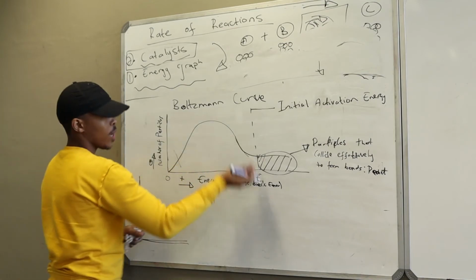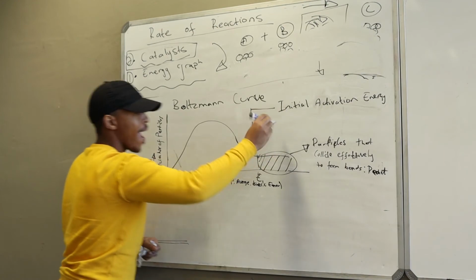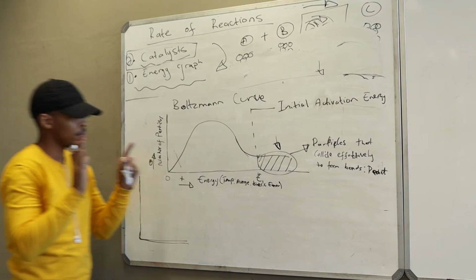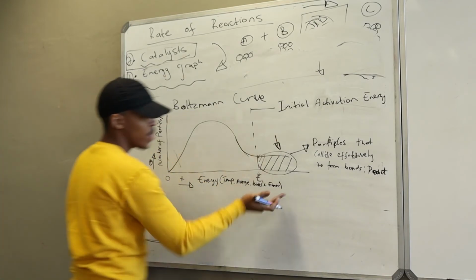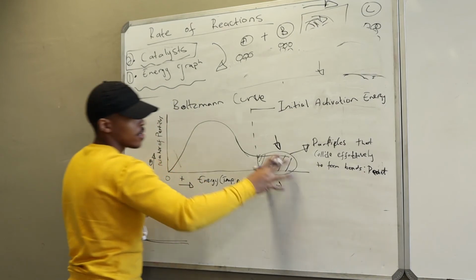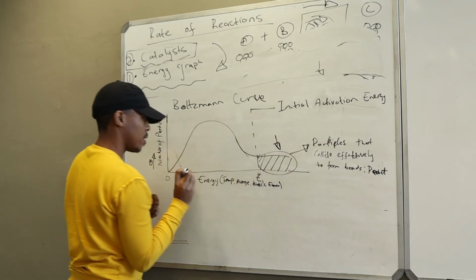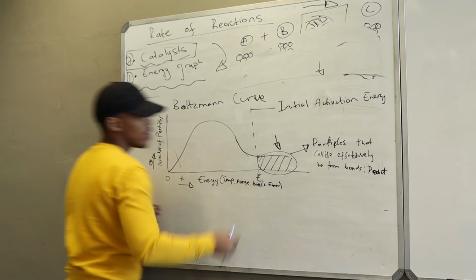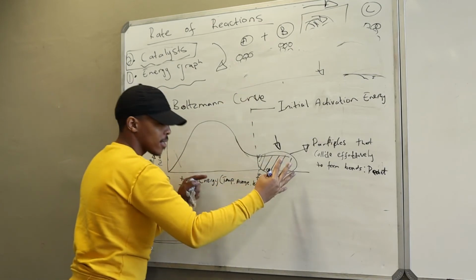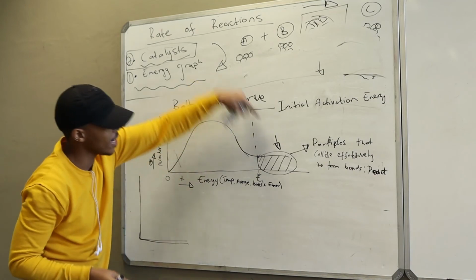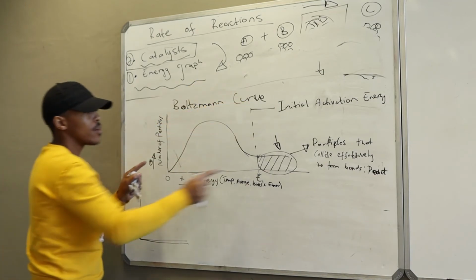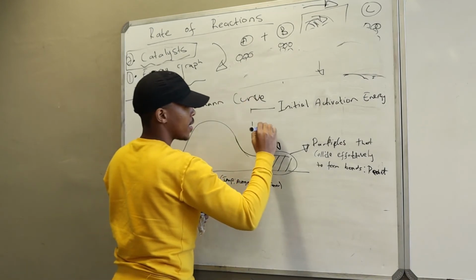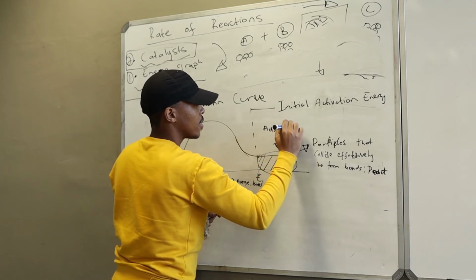Now what we're going to do is add a catalyst to this reaction. Now, the point I was speaking about: this reaction is already happening. So these particles are colliding effectively. They are already colliding at sufficient energy. So we're adding the catalyst while the chemical reaction is happening. Remember, when you add the catalyst, we're not starting the reaction. The reaction has already started. Now we add a catalyst.